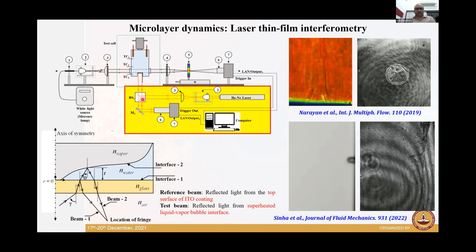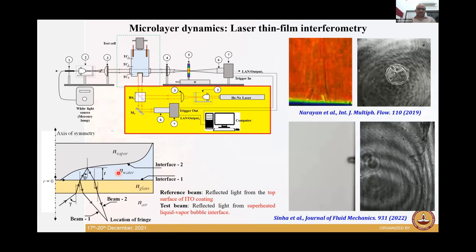This yellow shaded rectangular box shows the schematic of the thin film interferometer, where we have used a 632.8 nanometer helium neon laser. The idea is we have used the idea of classical interferometry. You have two interfaces, and depending on this path length, or depending on the thickness of this liquid layer, you will get the formation of the fringe patterns that would lead to the calculation of even the thickness at this micron scale, the thickness of the superheated layer, or what we call the microlayer thickness.